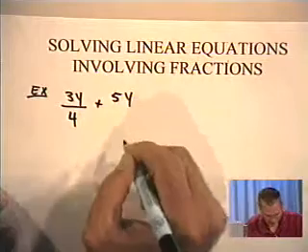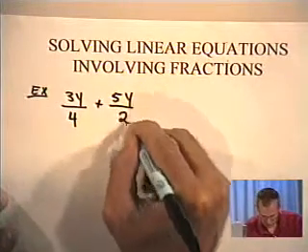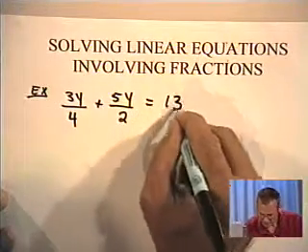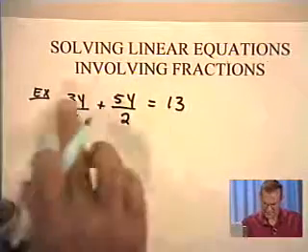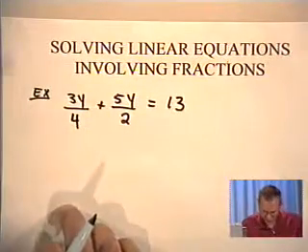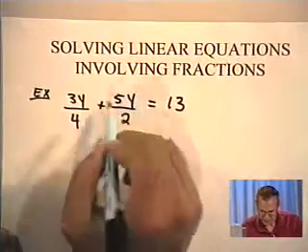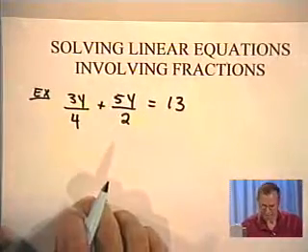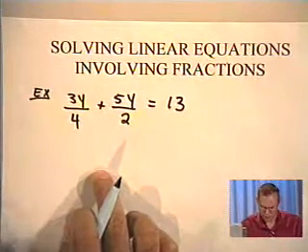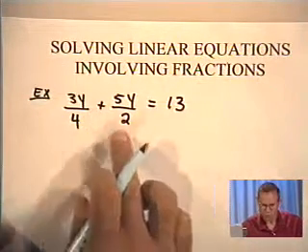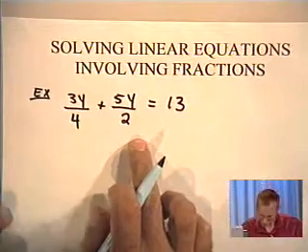So 3y over 4 plus 5y over 2 equals 13. Now, first of all, is this a linear equation? Well, again, I'll look at my variable y, and I'll notice that the power is 1 on each of them, so that is indeed a linear equation. Now, what we want to do is try to get rid of the fractions.